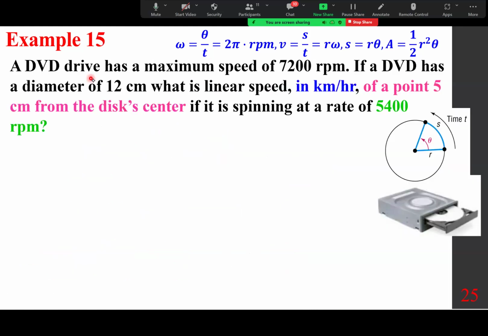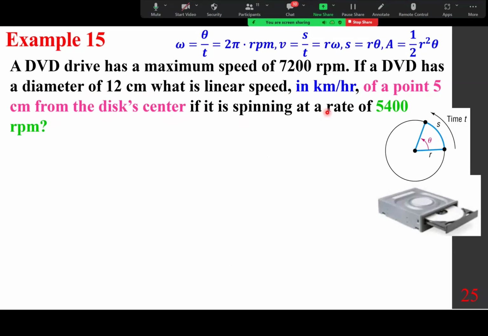A DVD drive has a maximum speed of 7,200 RPM, revolutions per minute. If a DVD has a diameter of 12 centimeters, what is the linear speed in kilometers per hour of a point 0.5 centimeters from the disk's center if it's spinning at a rate of 5,400 RPM?